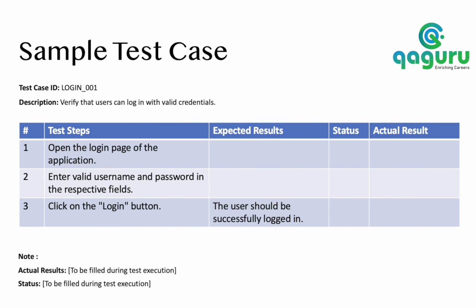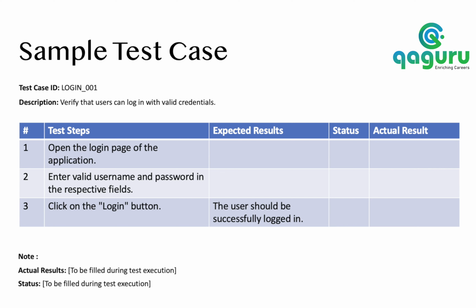Now let's see a sample test case. The test case ID here is login001. When you create a test case in tools like Jira, a unique ID will be created automatically. The description shows the purpose: verify that users can log in with valid credentials.